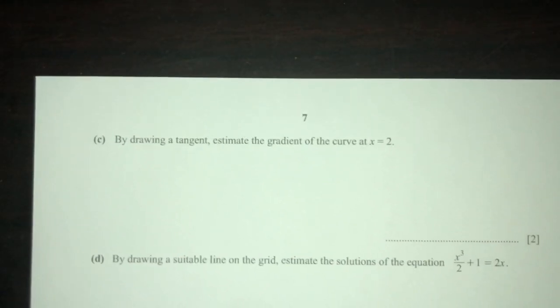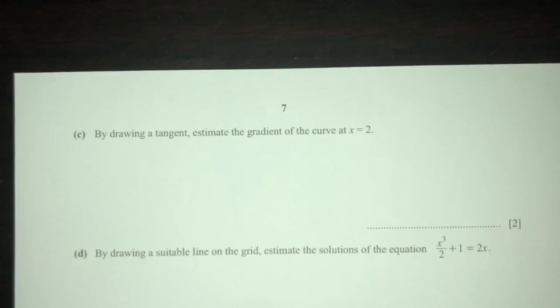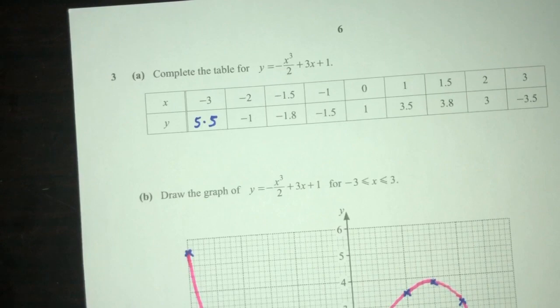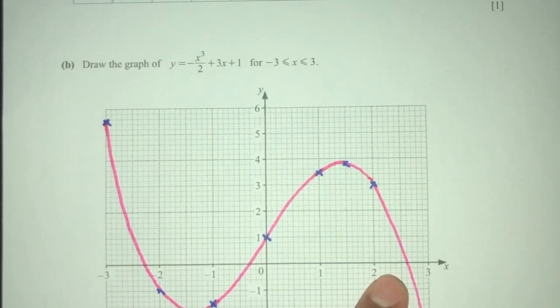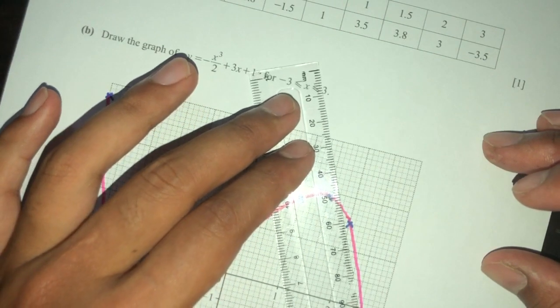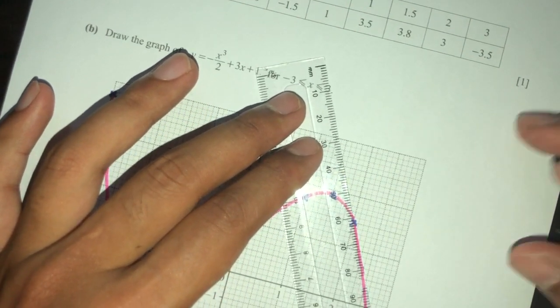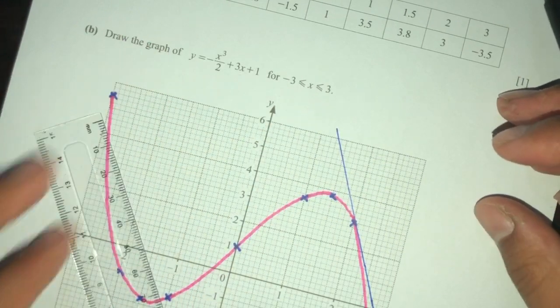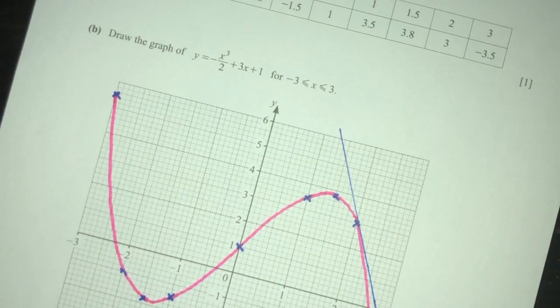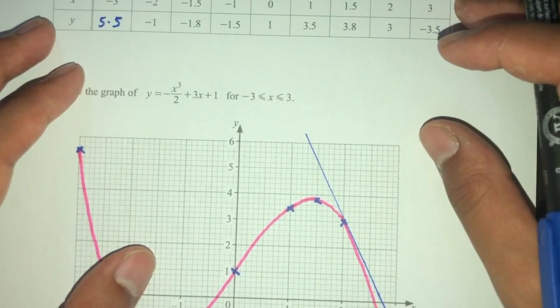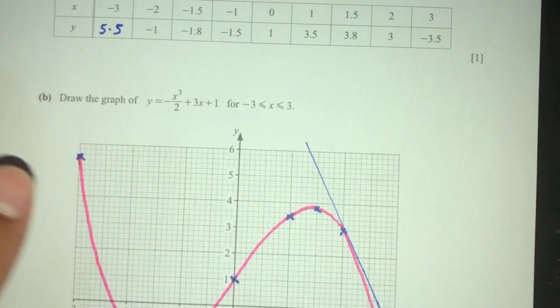Now for part C, we are drawing a tangent. Estimate the gradient of the curve at x equal to 2. So what is the value? X equal to 2 is somewhere over here, right here. Now we have to draw a tangent here. Again, try your best to make the tangent just touch the point. It should be something like this. Now again, mine may not be perfect. It could also be not great because it depends on the shape of your graph and where it touches. So it depends.